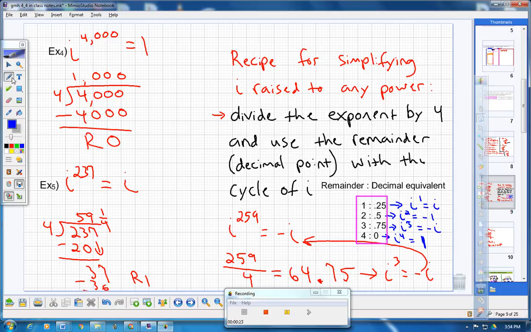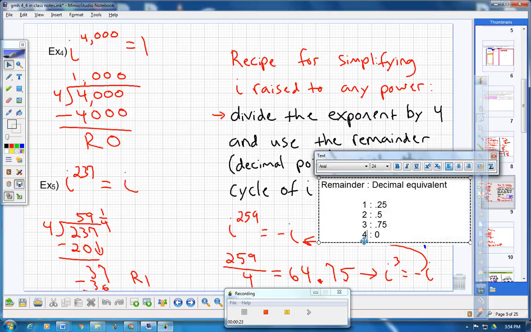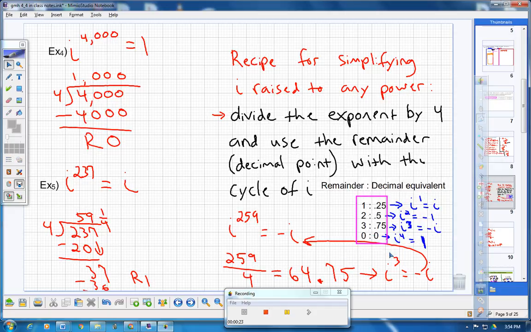I know it looks like i to the fifth. Let me go ahead and make that a definite 3 there. All right, and then if your remainder is 0, then the decimal equivalent of that is going to be 0. There is no remainder. If the remainder is 0, then the decimal equivalent, which you're going to see like 5.0 or 188.0, up here we see 1,000.0, then it's the same as i to the fourth, which is 1.